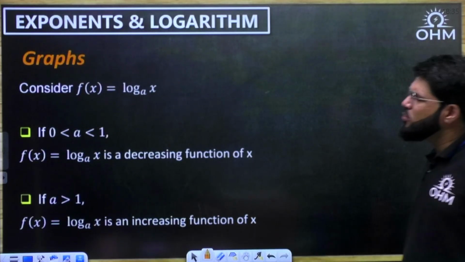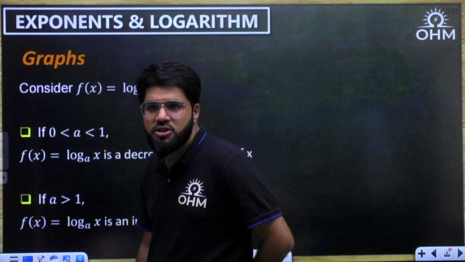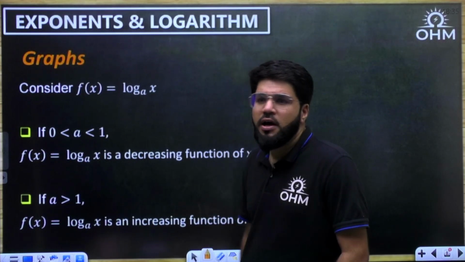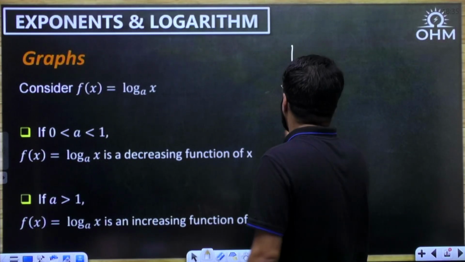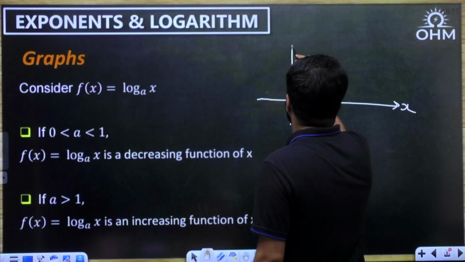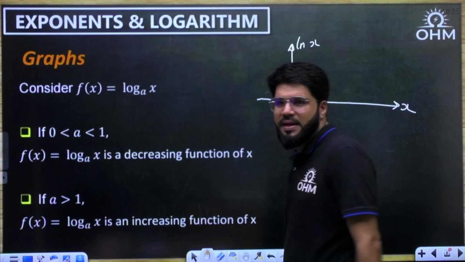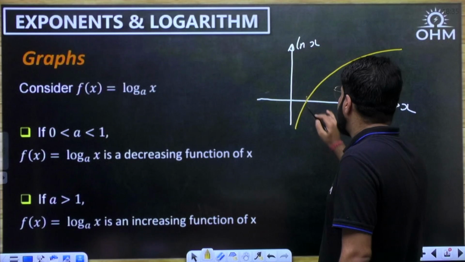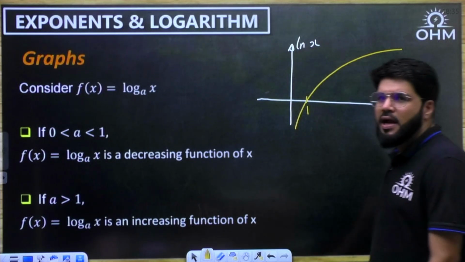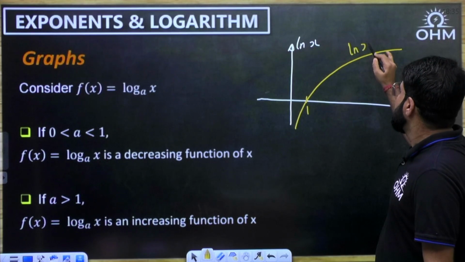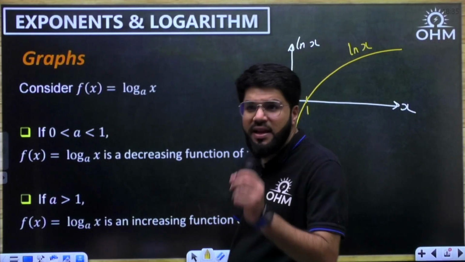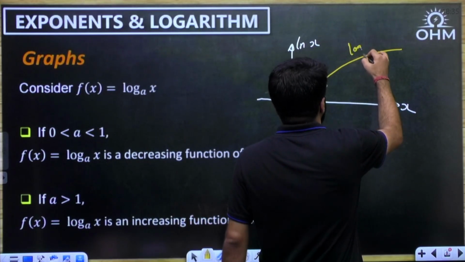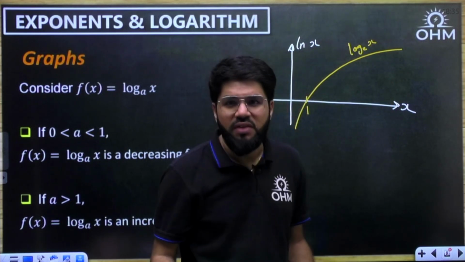Okay, also coming to the graphs of the logarithm function. The graph of log x to the base a, you might have normally seen the graph of ln x, log to the base e, and must have seen something of this kind. Where I told you log 1 is always 0, and it's an increasing function. This is ln x. Ln x means log to the base e, where e is 2.71, which is greater than 1.